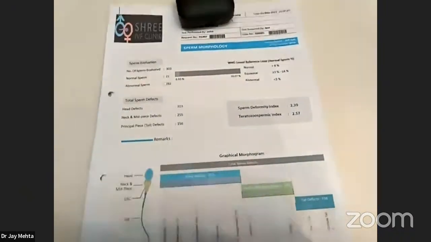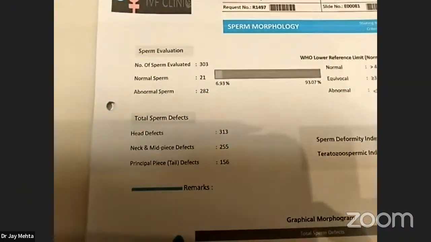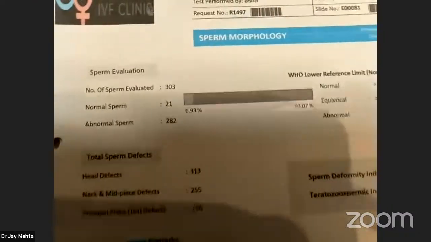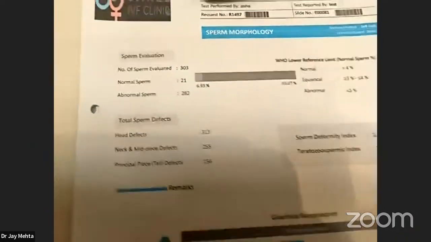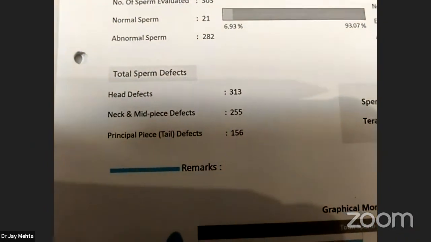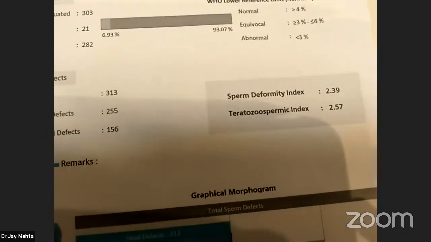I will show you how the sperm morphology report actually looks. Just see this. This is how your sperm morphology report should read. The total number of sperms, the percentage of sperms evaluated, the number of sperms which are normal, the number of sperms which are abnormal. How many defects were calculated? Head defects, neck defects, piece defects, all these things, the sperm deformity index, the teratozoospermia index, all these things will be answered in that. But it is important that this comes along with the picture.